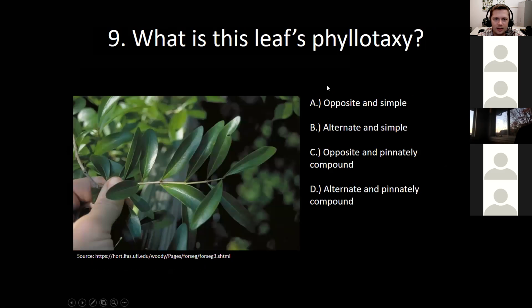Okay. And so phyllotaxy is the combination of the arrangement and basically how this leaf is broken down, like whether it's compound or simple, that type of thing. So it's whether it's opposite, like we pointed out, or alternate, or if it's compound or simple. It's just a fancy way of putting both of those things together. And then go ahead and submit once you're done here.